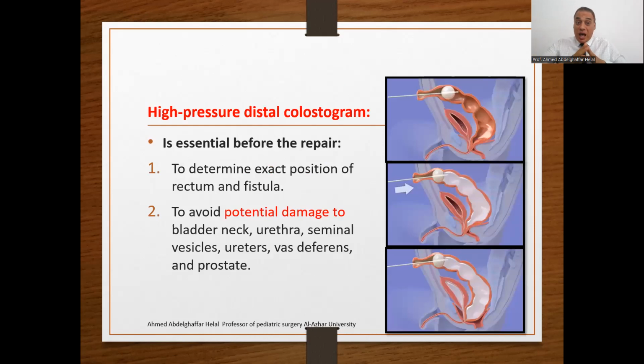This is about the high pressure distal colostogram. We name it high pressure. Why?